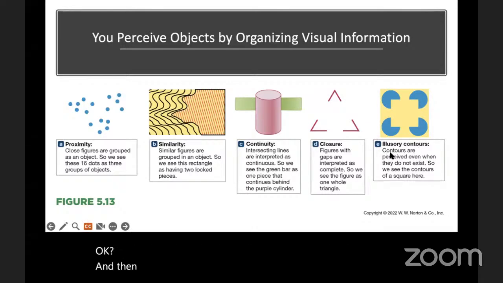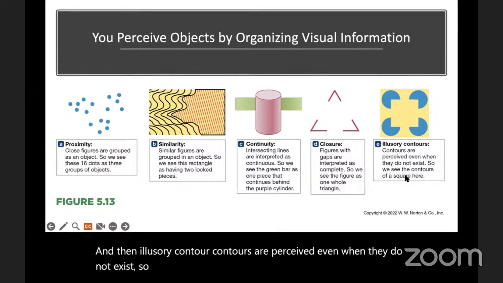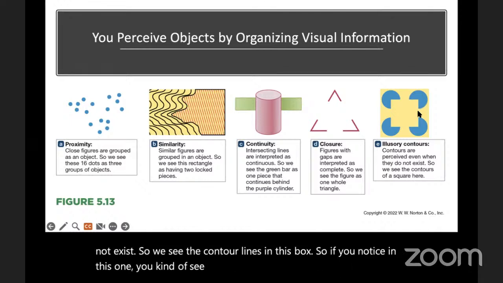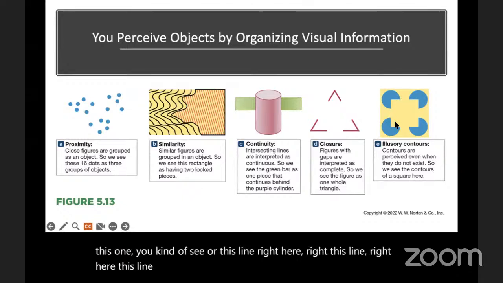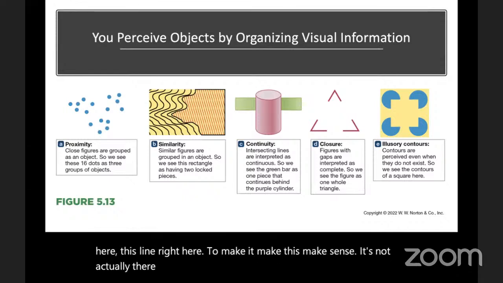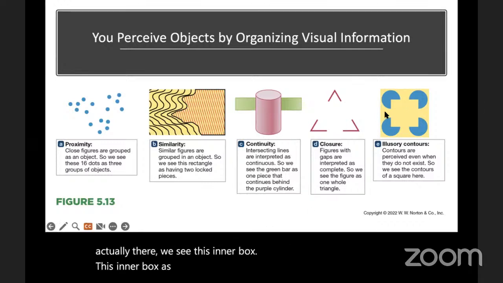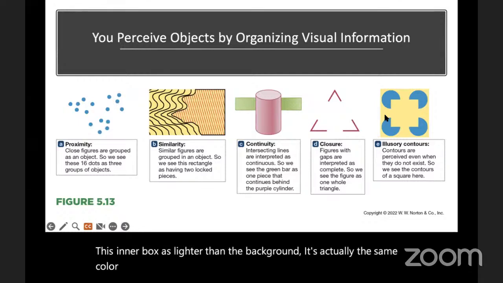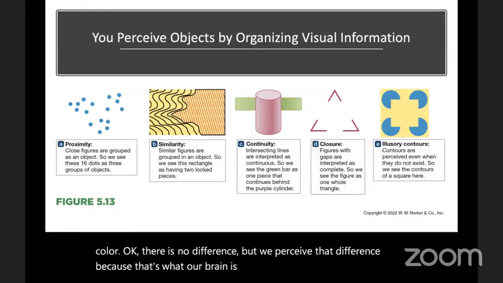And then illusory contours are perceived even when they do not exist. So we see the contour lines in this box. So if you notice in this one, you kind of see this line right here, right? This line right here, this line right here, to make this make sense. It's not actually there. We see this inner box as lighter than the background. It's actually the same color, okay? There is no difference, but we perceive that difference because that's what our brain is expecting.